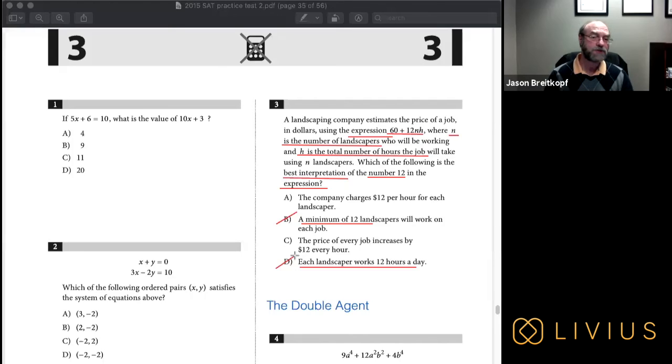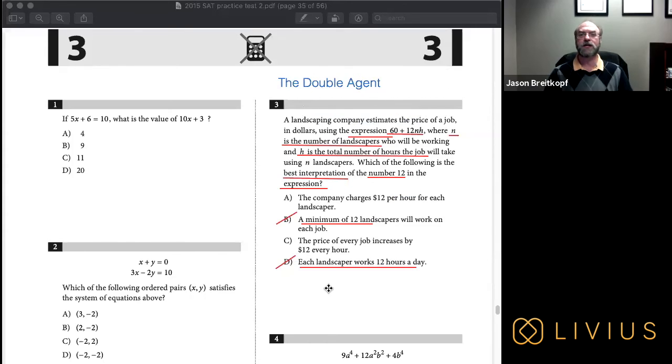But as we look at these two answers, one thing you should notice is they sound pretty much alike. They sound pretty similar. A says the company charges $12 per hour for each landscaper. C says the price of every job increases by 12 hours. Those two answer choices sound pretty similar because here's the problem, they're both true. But only one of them is the right answer.